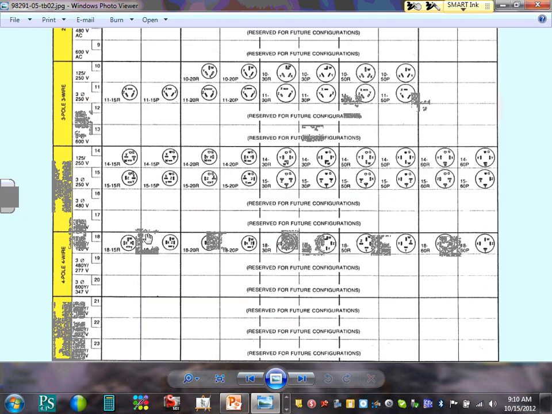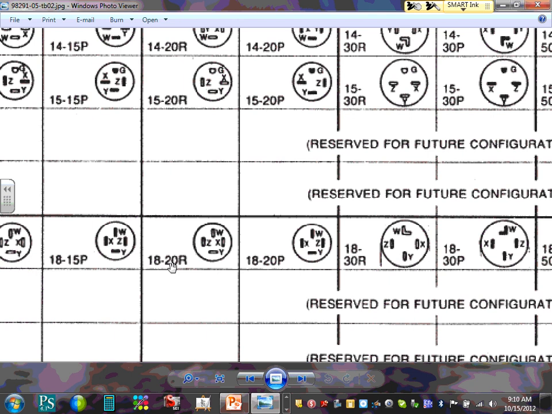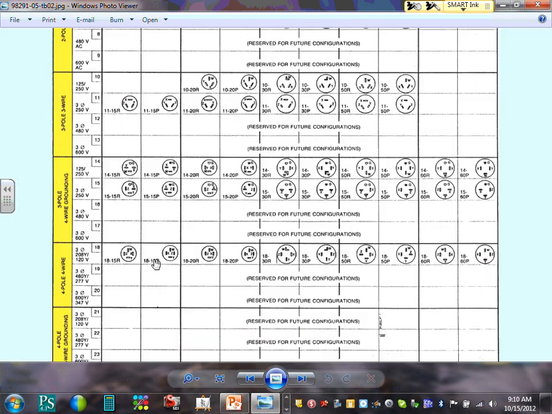The 15 and the 20. The R is for receptacle, the 20 is for the amps, and the 18 right in front of it is a NEMA number that they assign to it.